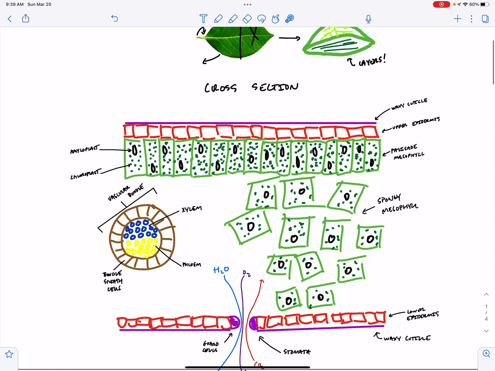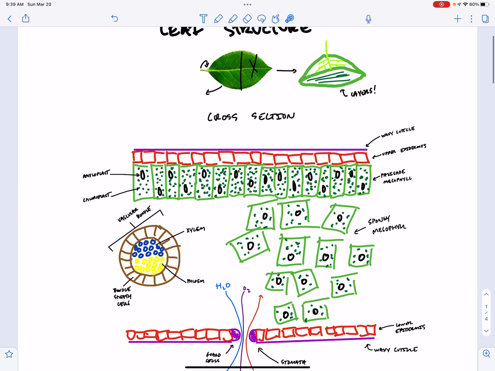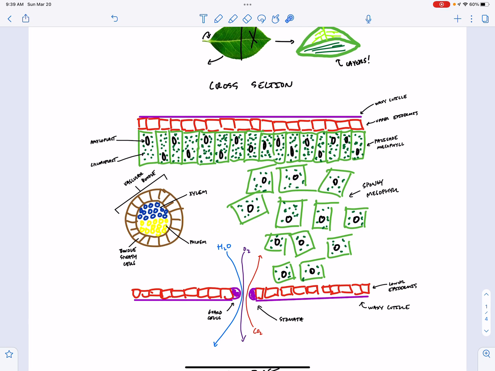Okay, so today in class we talked about the structure of a leaf, and you probably never could have imagined how complicated a typical dicot leaf actually is. Today's screencast is going to be pretty short. We're going to be focusing in on the structure of the chloroplast itself.